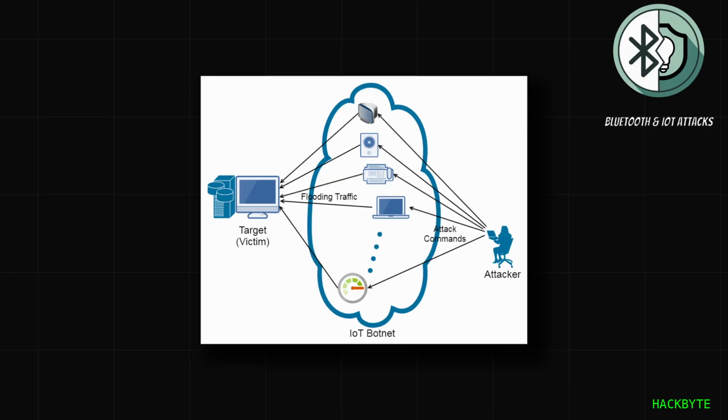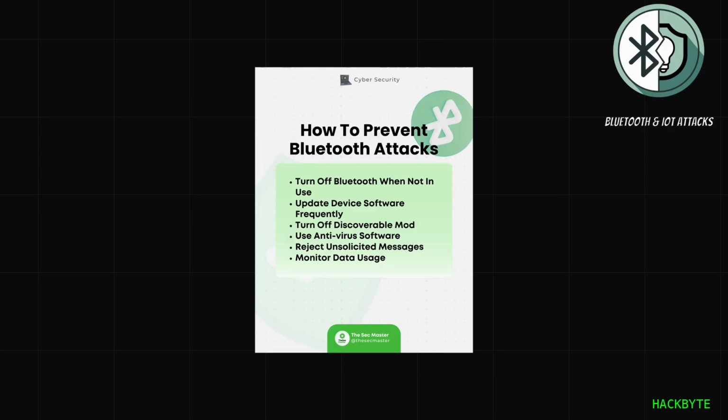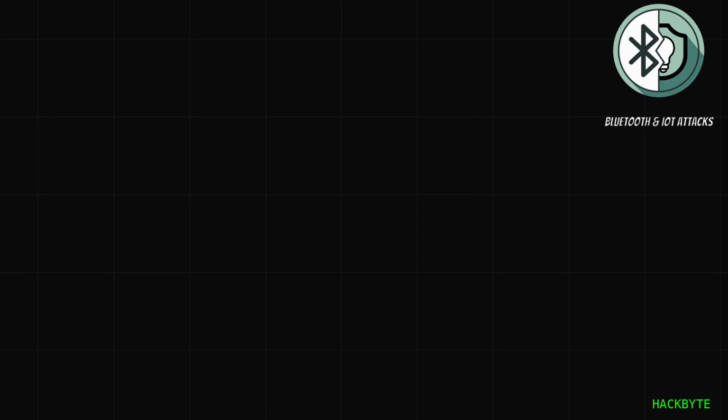Defenders should isolate IoT devices on segmented networks, enforce automatic firmware updates where supported, change default credentials, and minimize exposed services. Treat IoT as an untrusted zone by default and restrict its access to critical resources.